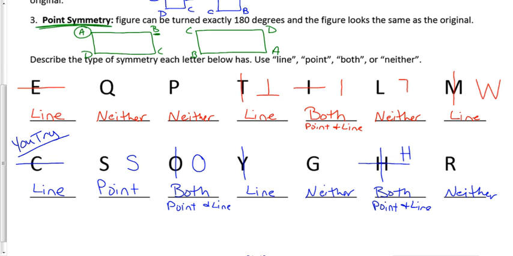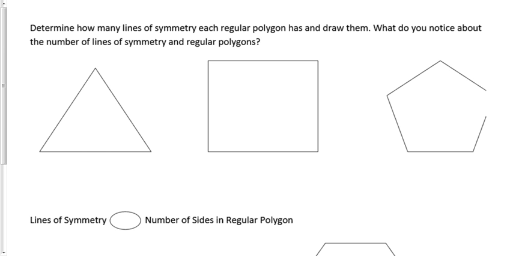The next style of question is to determine how many lines of symmetry each regular polygon has and draw them. So let's clarify regular. A regular polygon means all the angles are congruent, and it also means all the sides are congruent. So every single angle in the polygon is equal and all the sides are equal.